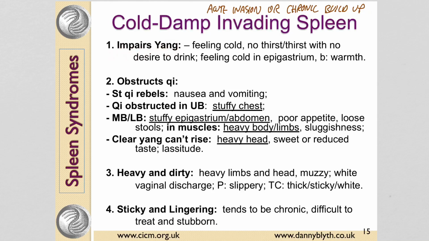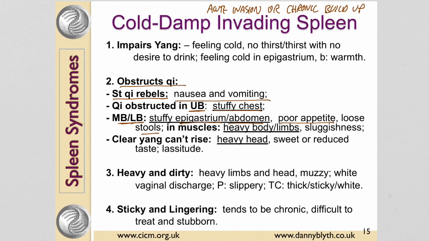We get impaired yang, so we feel cold, have no thirst, or a thirst with no desire to drink. So somebody gets themselves drinks and ends up not drinking them. Feeling cold in the epigastrium, and this is better with warmth. We also get obstructed qi, so the stomach qi rebels because of the blockage in the middle jiao, so we get nausea and vomiting. The qi is obstructed in the upper burner, giving us a stuffy chest. In the middle and lower burners, giving us stuffy epigastrium and abdomen, poor appetite and loose stools.